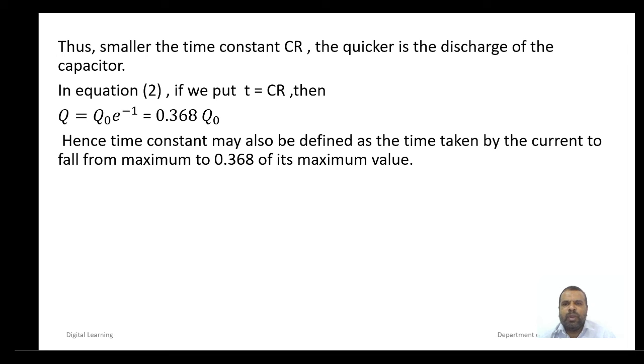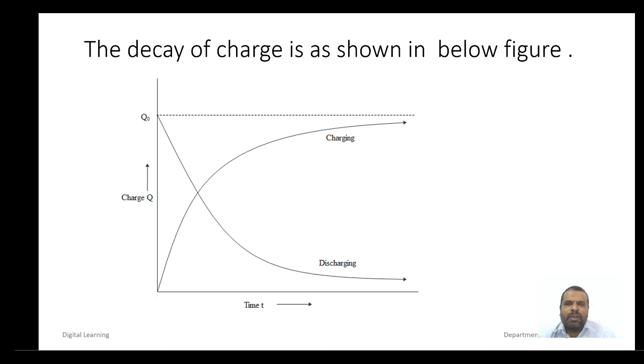In equation 2, if we put t is equal to CR, then q is equal to q naught into e raised to minus 1, that is equal to 0.368 q naught. Hence, time constant may also be defined as the time taken by the current to fall from maximum to 0.368 of its maximum value. The graph is like this. The decay of charge is as shown below from q naught to here.